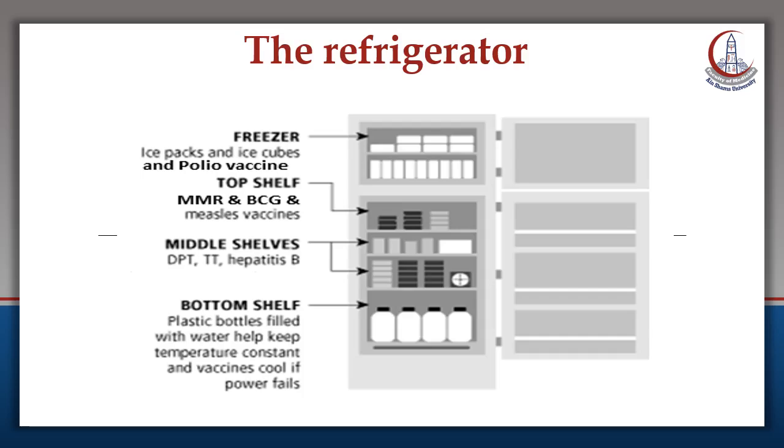So, what is the optimum temperature of the refrigerator to keep the vaccine safe inside? It should be from 2 Celsius degrees to 8 Celsius degrees. The temperature should be checked twice daily, one at the beginning of the day and the other at the end of the day, through the thermometer which is located inside the refrigerator. And then the records are documented in a chart which is stuck on the door of the refrigerator.